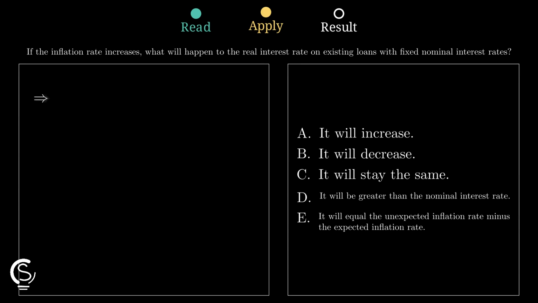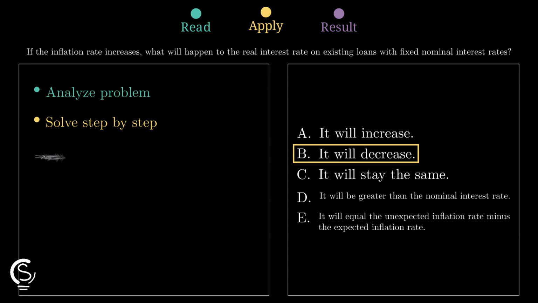Since the nominal rate is fixed on these existing loans, any increase in the inflation rate must be balanced by a corresponding decrease in the real interest rate to keep equilibrium. This inverse relationship means as prices rise faster, the real value of interest paid drops. That makes option B our final winner.